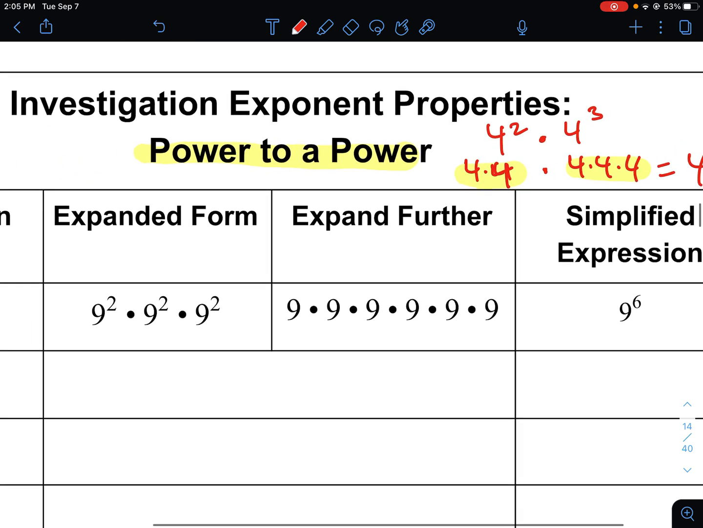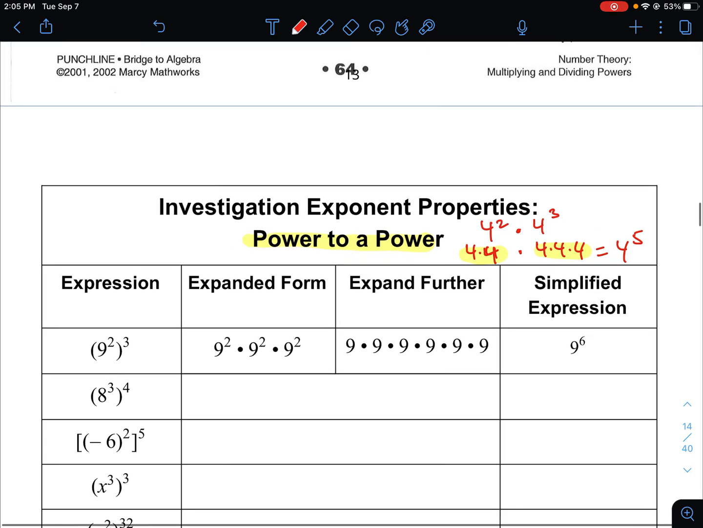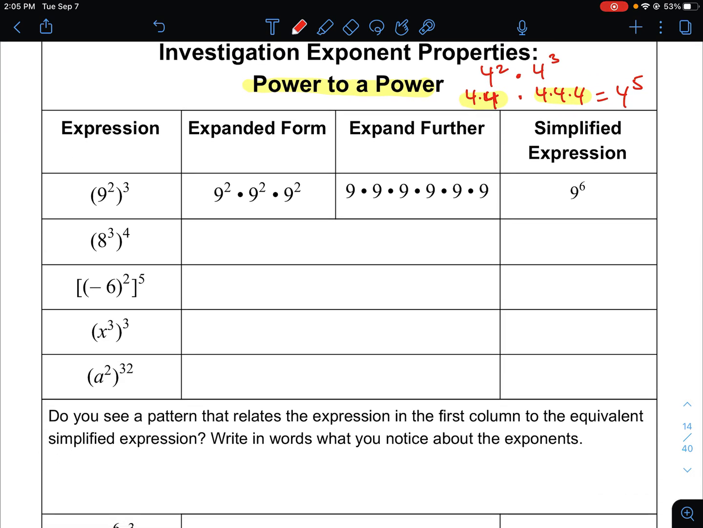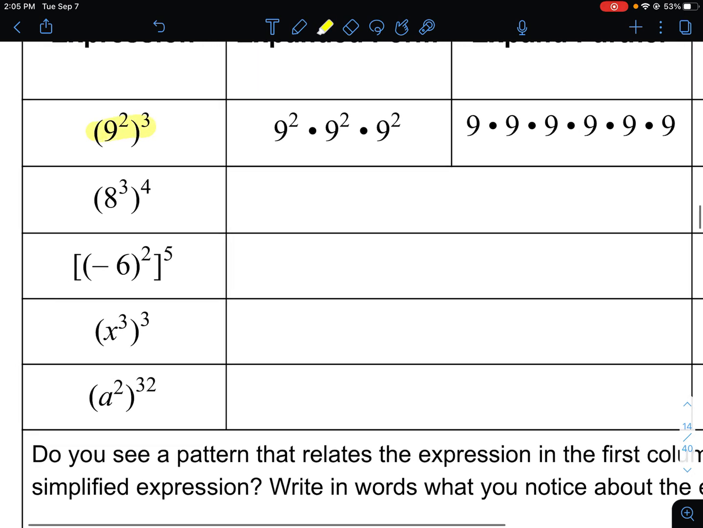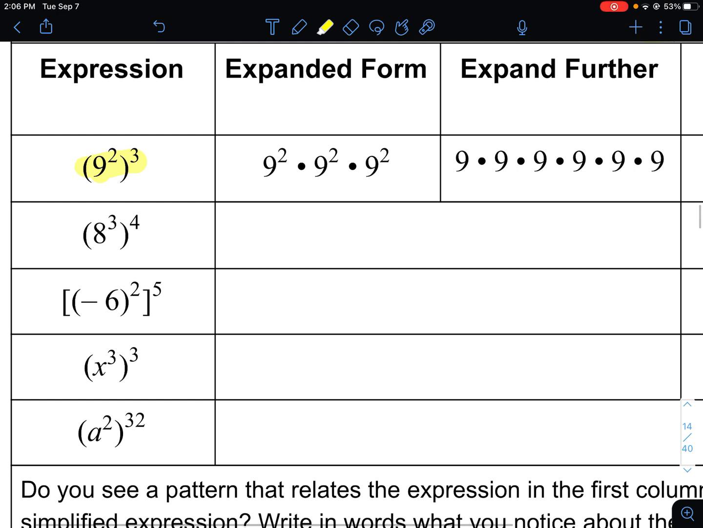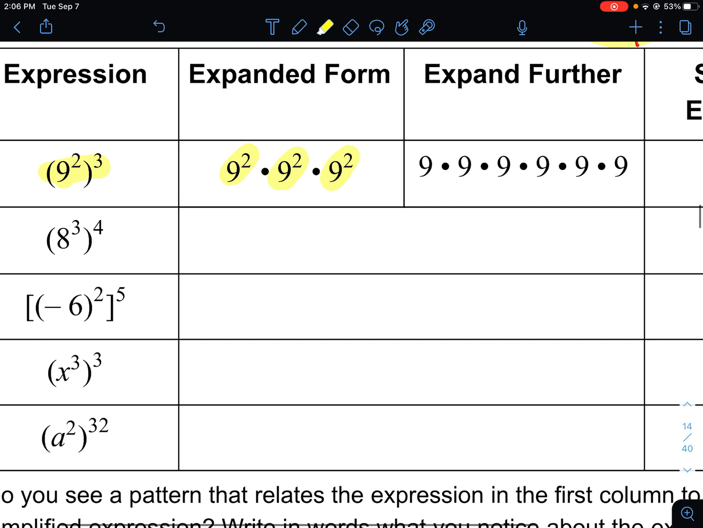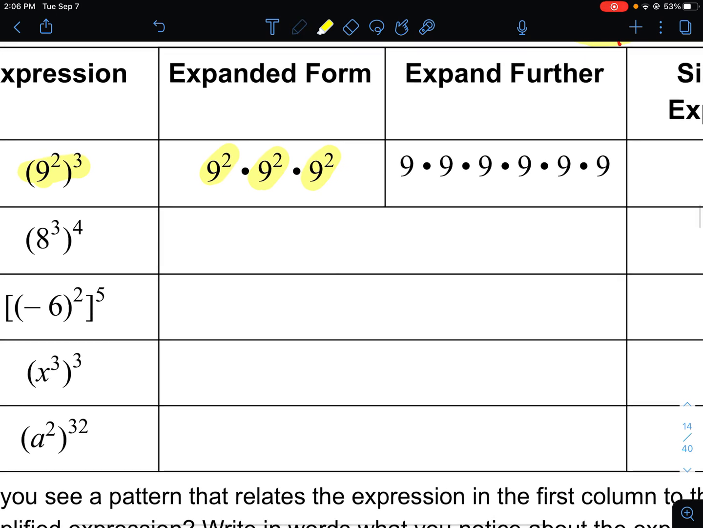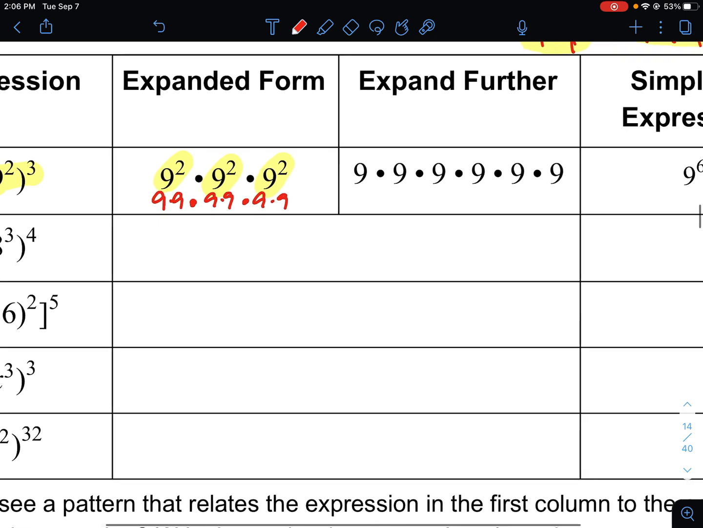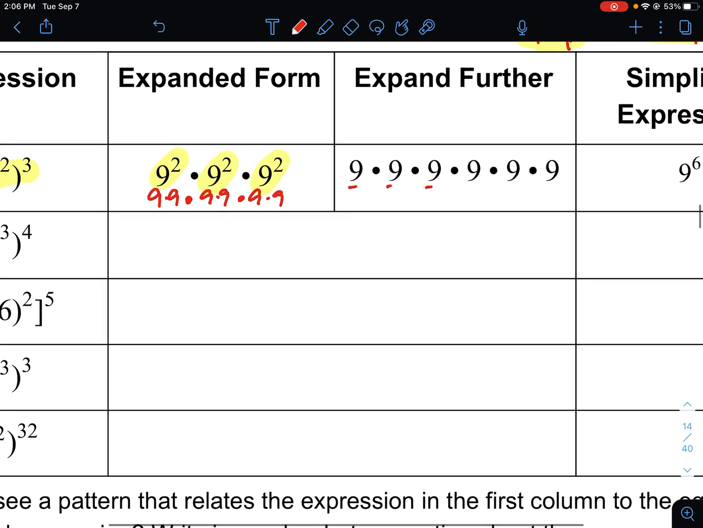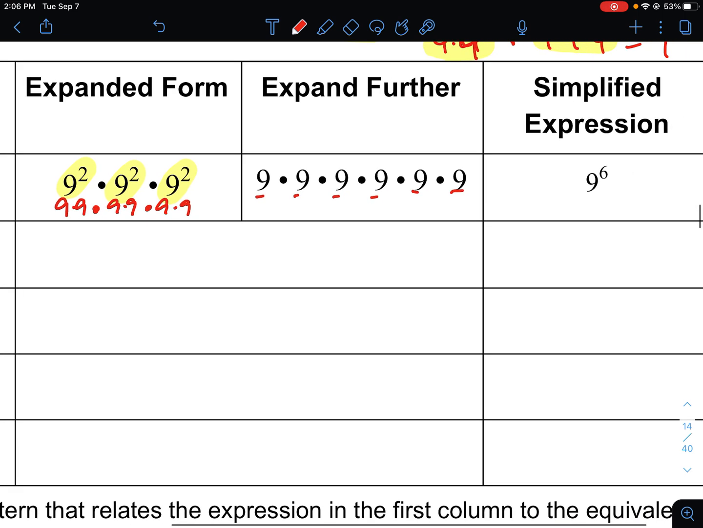Now, what happens when we have a power of another power? So right over here, we've got 9 to the second raised to the third power. Well, 9 to the second raised to the third power is 9 to the second times 9 to the second times 9 to the second. And what is that? Well, this is 9 times 9, 9 times 9 again, and 9 times 9 again, and that's all being multiplied together. So expanded further, that's 9 to the sixth.